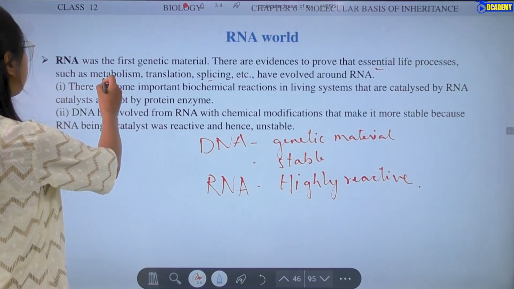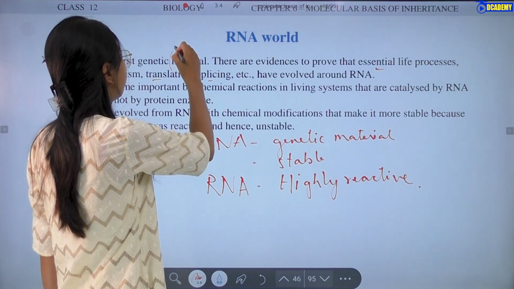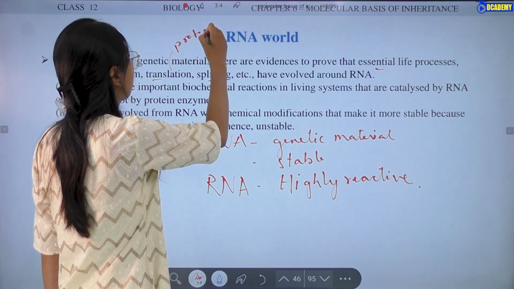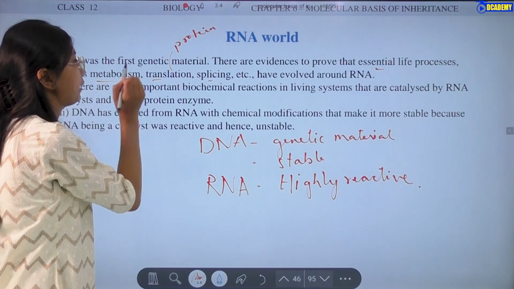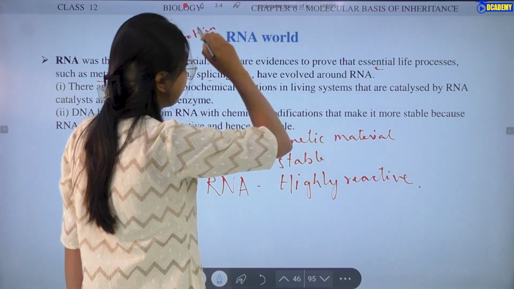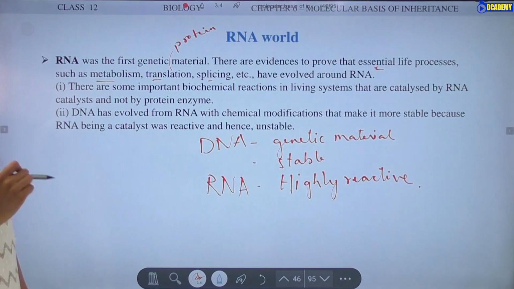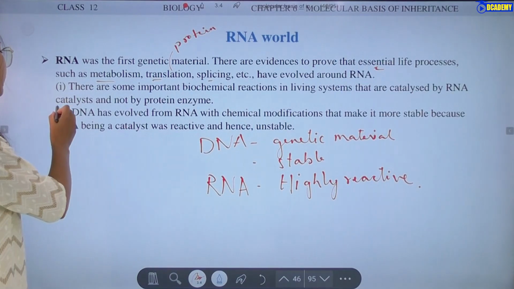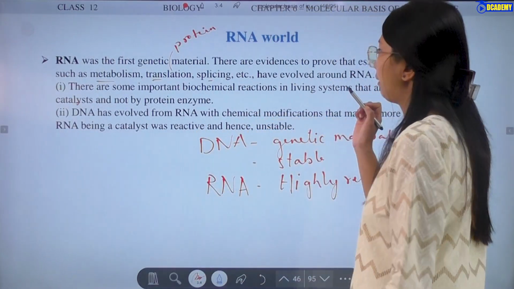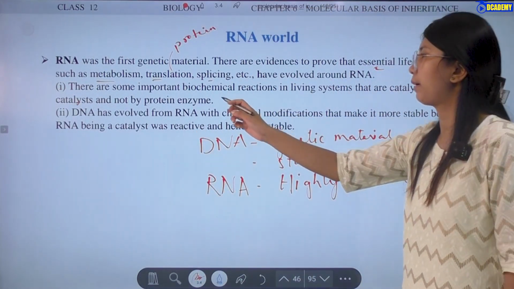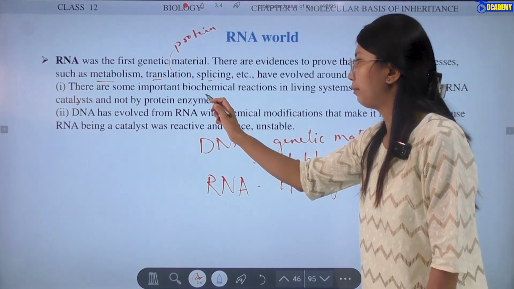Many life processes, for example metabolism, translation, protein synthesis, and splicing, involve RNA. There are some important biochemical reactions in living systems that are catalyzed by RNA catalysts and not by protein enzymes. Certain very important enzymes are RNA catalysts.